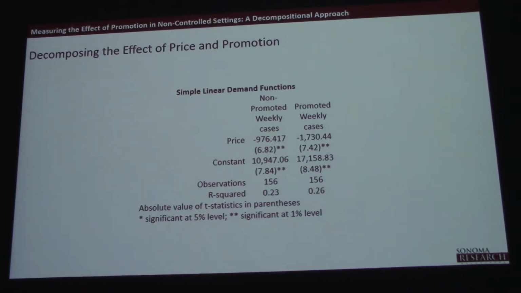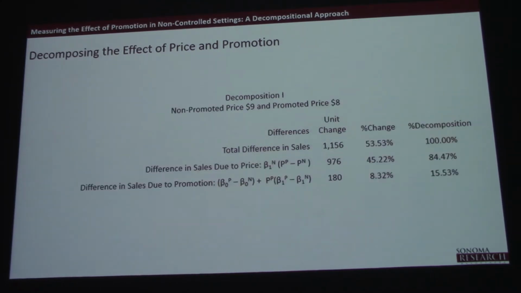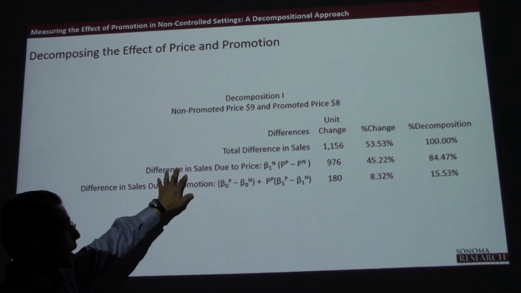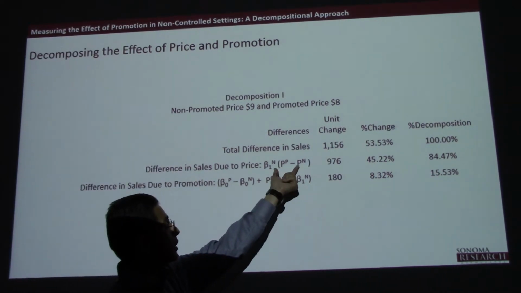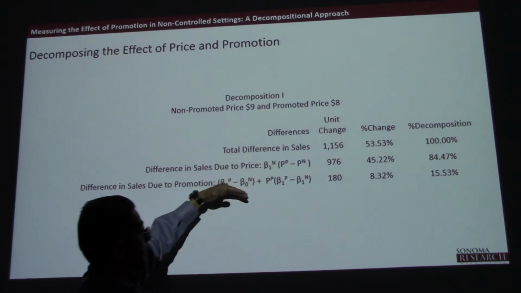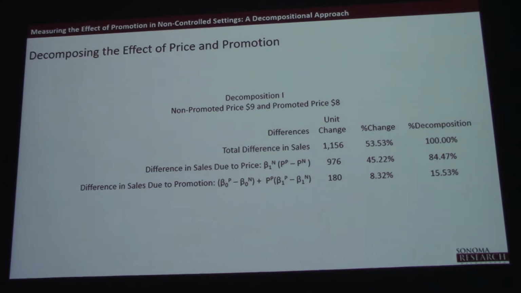All right, so here are, again, very simple regressions. One for the promoted sales, one for non-promoted sales. And then here are those equations. This is the difference in sales due to price. And again, if they didn't lower price when they promoted, this would be 0, and then everything would be due to promotion. The problem is they always do lower price.